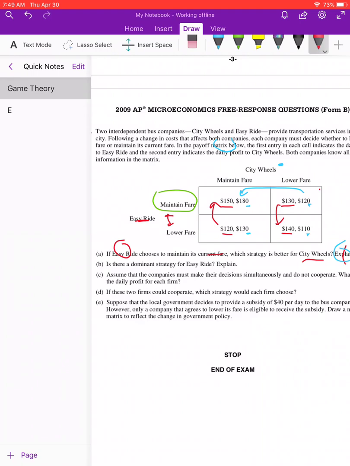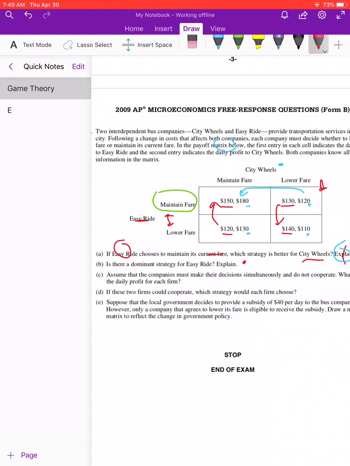On the modern test, they're going to say to use the numbers on the grid to explain, and so you would do it just like I did. If Easy Ride were to maintain fare and City Wheels maintain fare, they'd stay at 150 instead of lowering fare to 120. Whereas if Easy Ride were maintaining and City Wheels decided to lower, that means we're in this box now, then that means that Easy Ride would wish to lower their fare. Therefore, there is not a dominant strategy.